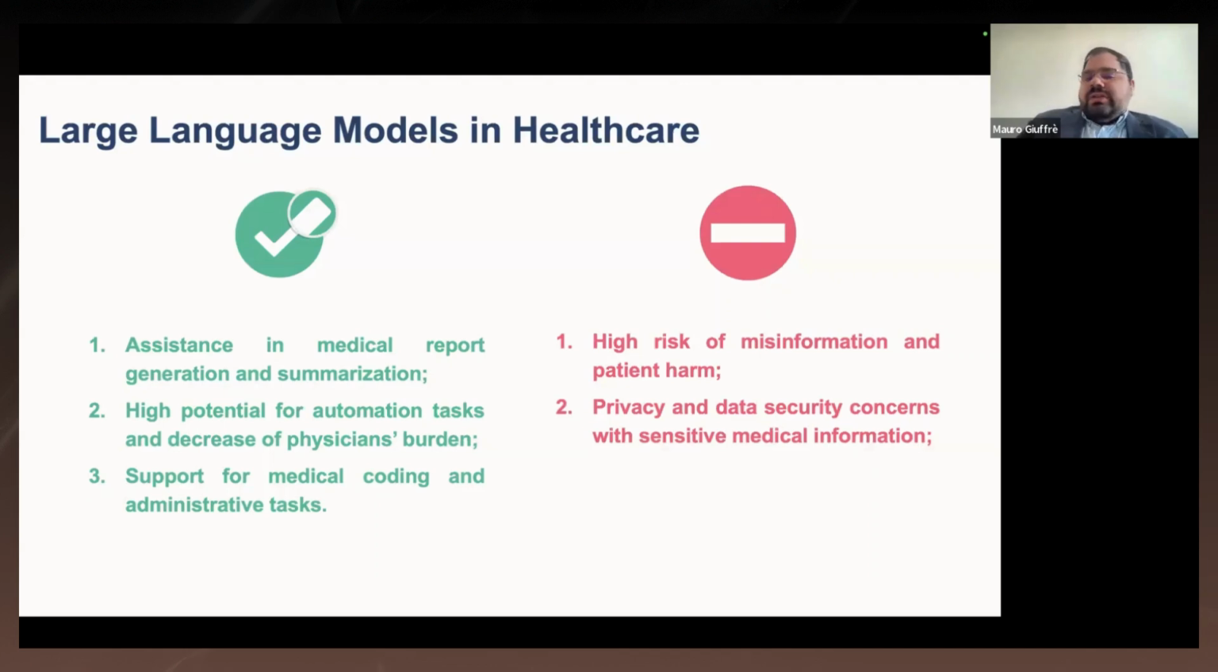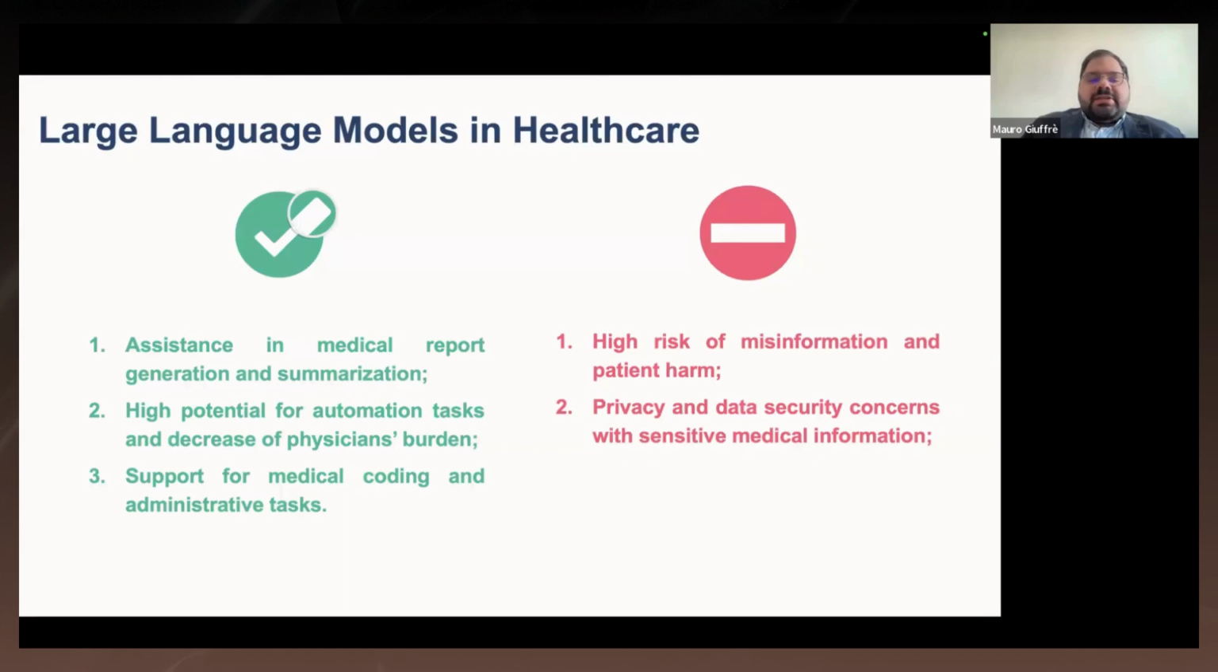So according to the current literature, and according also to the current experiment that we are performing in my lab, the main thing that these models are ready to be implemented is related to the assistance in writing medical report and medical summary. They can automate tasks and decrease physician burdens, and they may support medical coding and administrative tasks. However, if we want to use them to become like medical assistant, there is still high risk of misinformation and patient harm, and we have a huge risk of leaking patient information. We're going to touch on each of these points in the next slide.